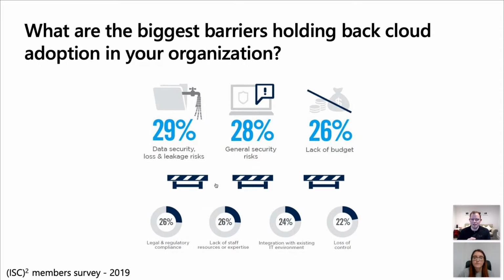So this is a survey from the members of ISC Squared from 2019, and organizations are asked, what are the biggest barriers holding back cloud adoption in your organization? So some of this was around budget, but a lot of this mainly was around data security and loss and leakage. And when you actually look into it, 26% said that it was a lack of staff, resources or expertise.